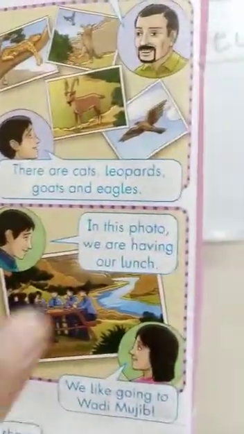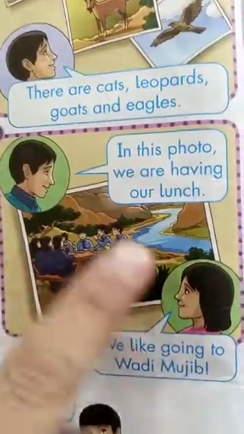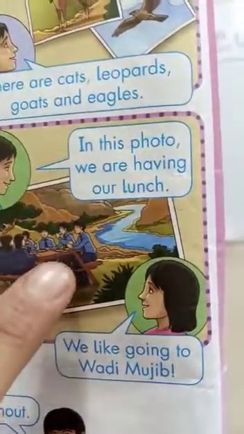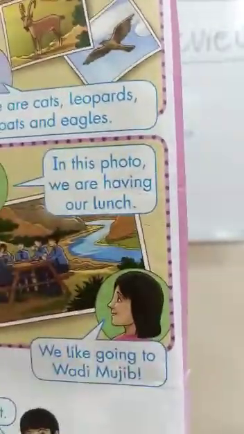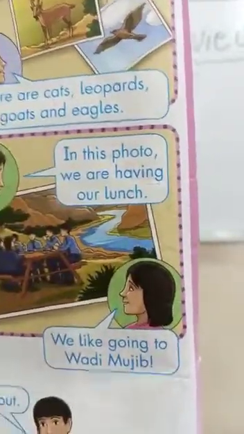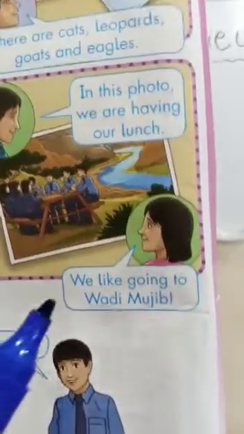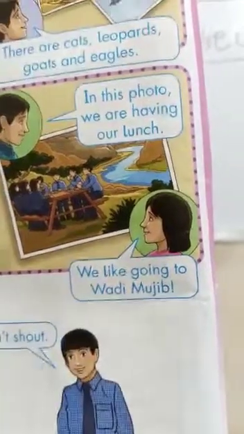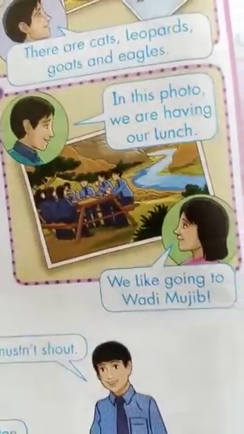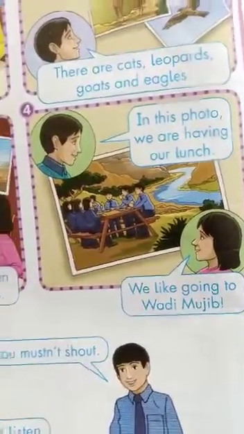Number 4. Look at this photo. In this photo, all the children are having their lunch. So in this photo, we are having our lunch. يتناولوا غدائهم. We like going to وادي موجب. Asma says we like going to وادي موجب. Like, يحب. Okay.